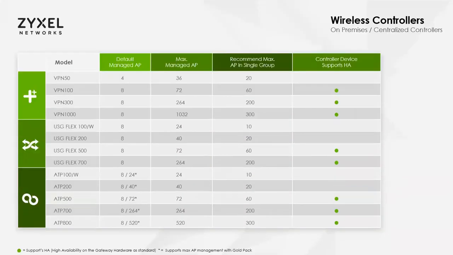This is just showing here the different models of our gateway products, the VPNs, the USG Flex, the ATPs. You can see here for each of these models what the default number of APs that can be managed with the built-in controller is. And then over here is the maximum number of APs. So if you want to manage more than 8 on the VPN 100, you can buy licenses to unlock up to 72 APs to be managed by that VPN 100.